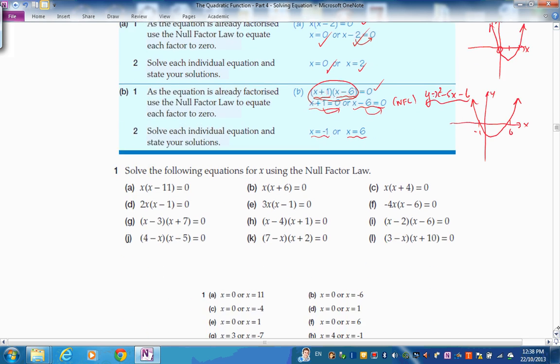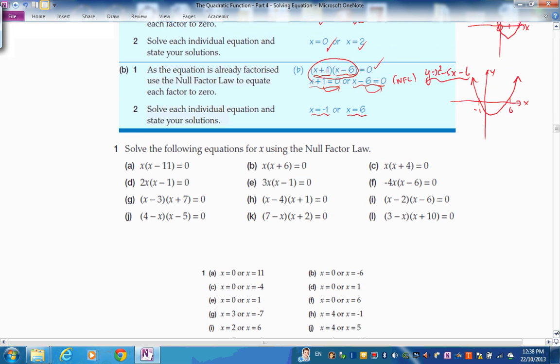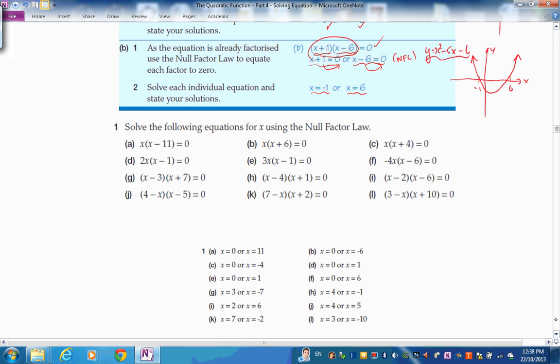Okay, so let's have a look at question 1. There's question 1. They're already factorised. So I want you to solve the equation, state the two x values. You can draw a little sketch of what the graph might look like as well, if you'd like to. That's a bit of additional information you can put at the end of this question.